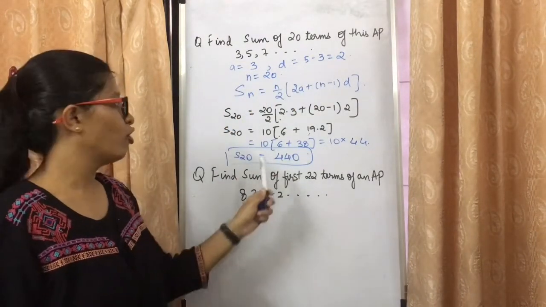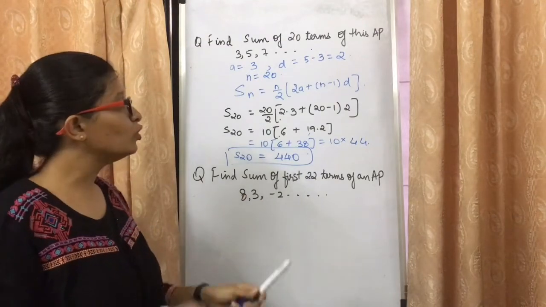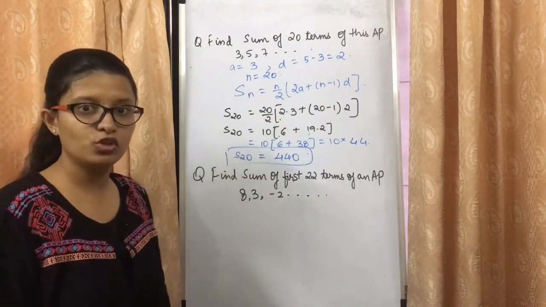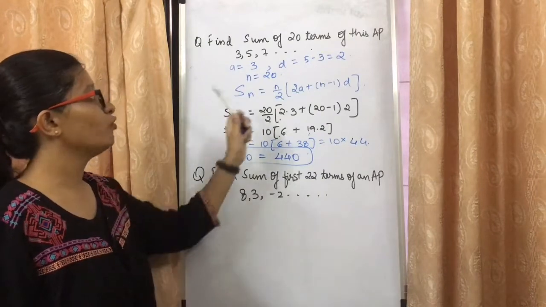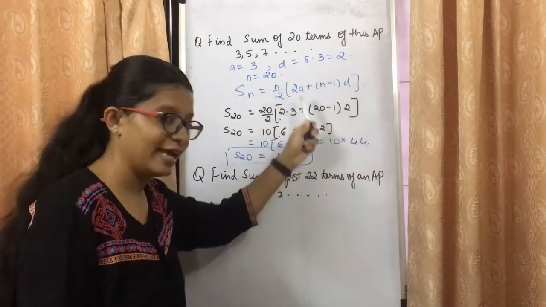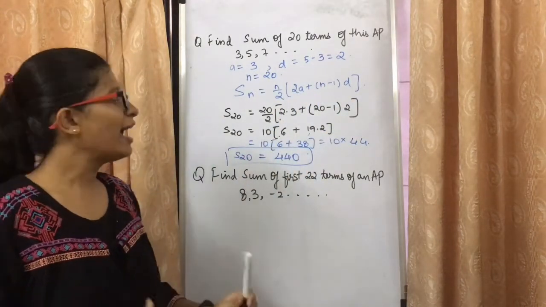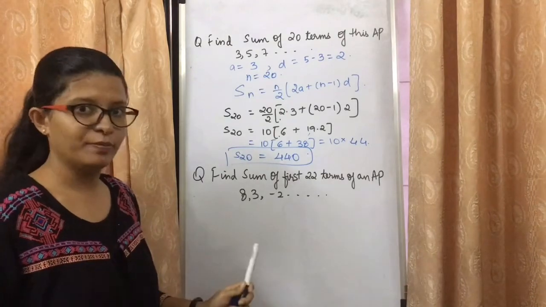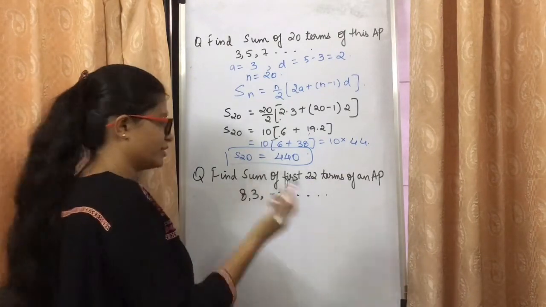I hope how to use the formula must be very clear to you all. We just need to find out what is A, what is D, what is N for the given series, and we are done with the question. That's it. Now, let's have a look at a similar question.